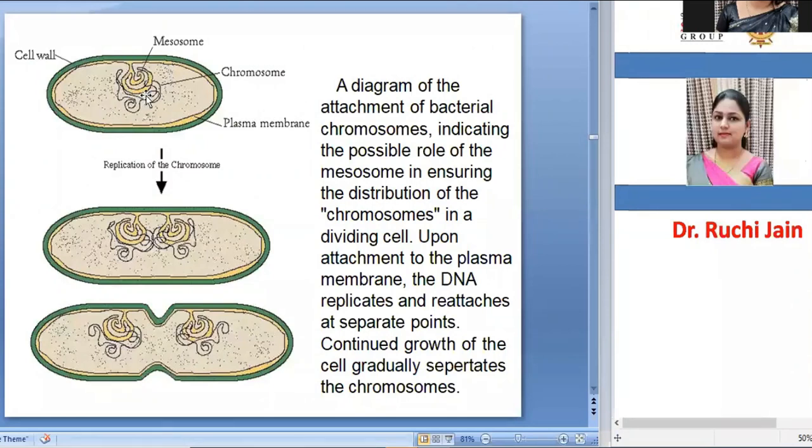This is a mesosome, and the cell chromosome or cell DNA attaches to part of the mesosome. When the cell divides, the mesosomes also divide and the cell DNA also divides, and finally two compartments of the cell form, and the cell DNA divides with the help of mesosomes.